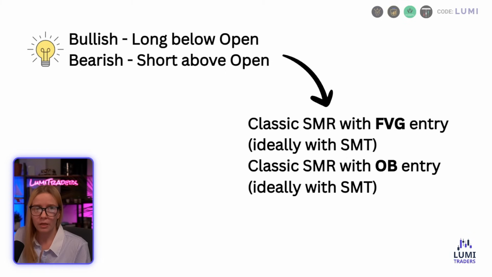So as I already said, we're looking for the long below open of the candle. Any candle, high time frame candle, low time frame candle, it will apply everywhere. Or we're looking for short above open of the candle. So how should we actually trade this? At this point, we must wait for a classic smart money reversal with entry at a fair value gap, for example, once the smart money reversal is confirmed, and I explained this in my market maker model video. Or we're looking for a classic smart money reversal confirmed by order block entry.